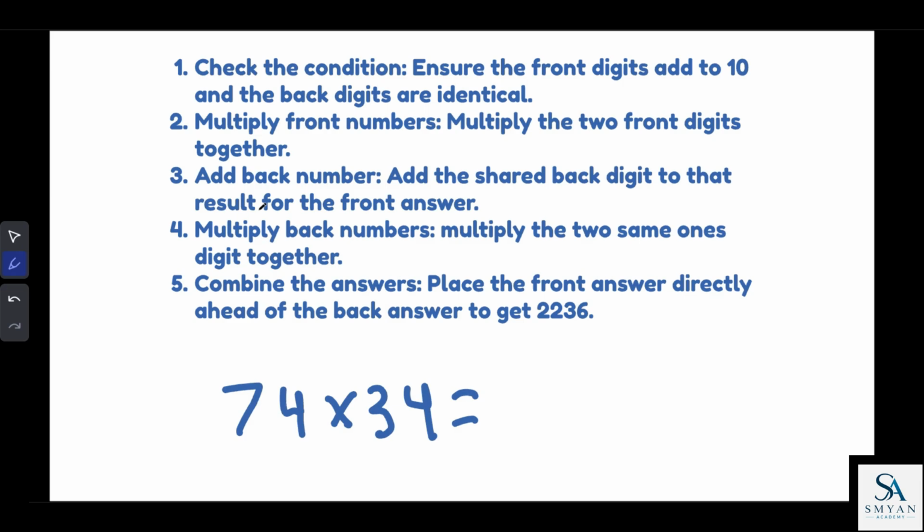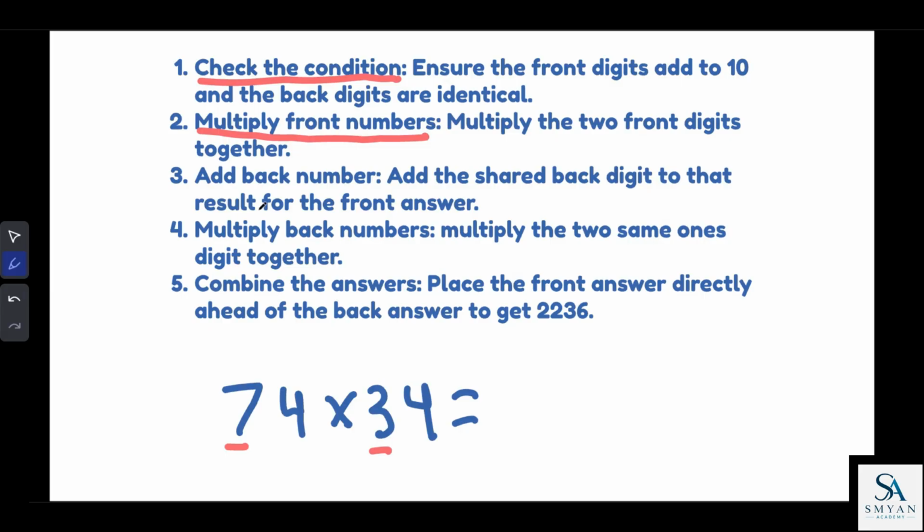Alright, we're going to first check the condition. You have to make sure, like I said before, that the ones digits are the same and the tens digits add up to 10. Next, you're going to multiply the front numbers. It might be a little complicated, but the front numbers are 7 and 3. Those are the front numbers. They're the tens digits, basically.